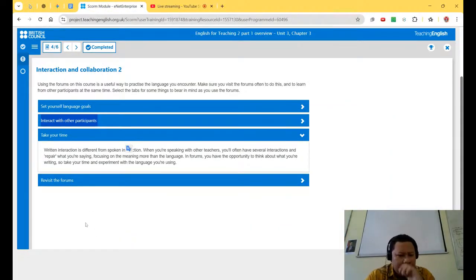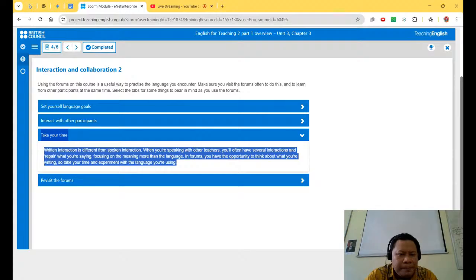Take your time. Read interaction is different from spoken interaction. When you're speaking with other teachers, you often have to interact and repair what you're saying, focusing on the meaning more than the language. In forums, you have the opportunity to think about what you're writing. So take your time, experiment with the language you are using. Yes, when we do the written interaction, we can revise, we can edit our typing. So it will be the best written.